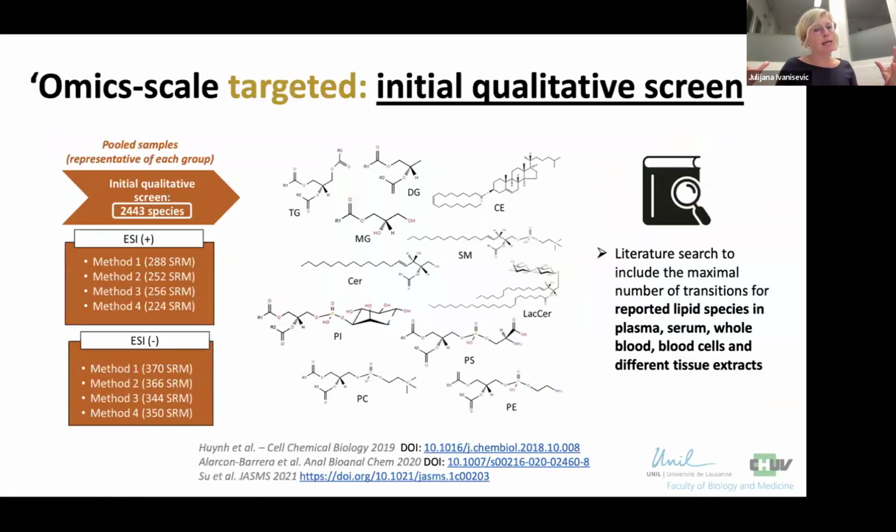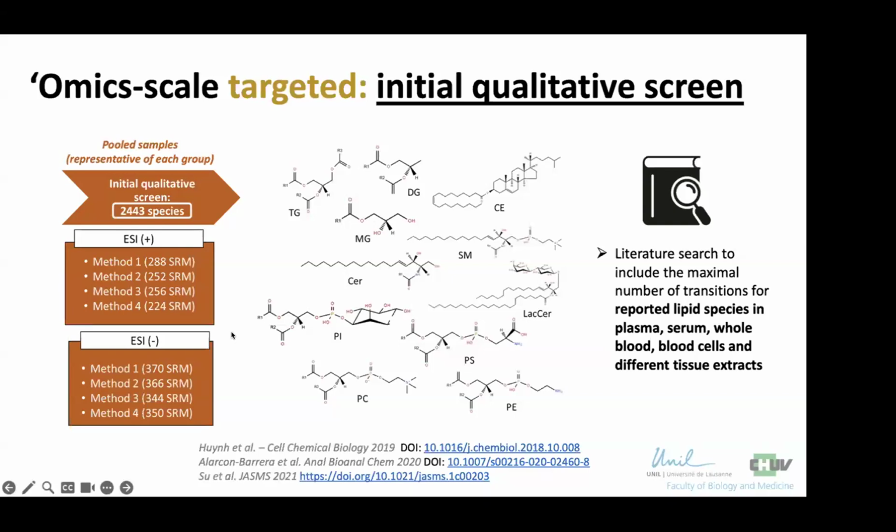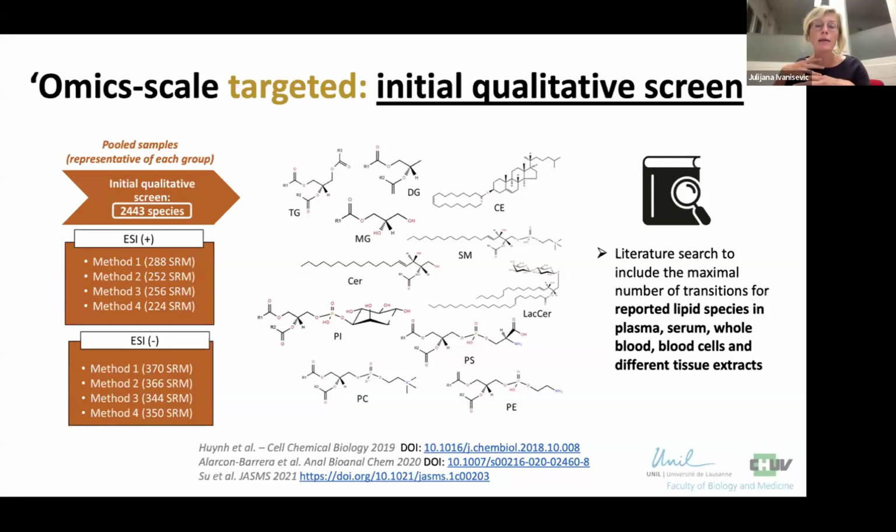Finally, to maximize the lipid coverage, we have implemented the profiling strategy with the initial qualitative screen. So this screen was built on the literature search, yes, sorry.